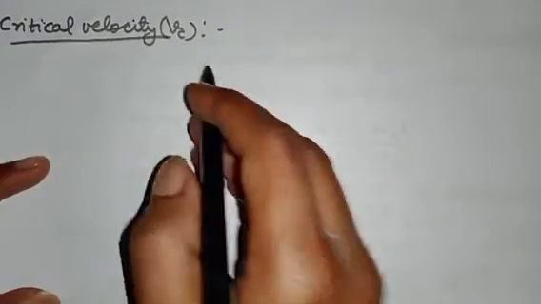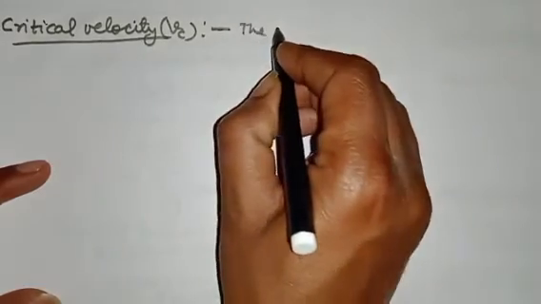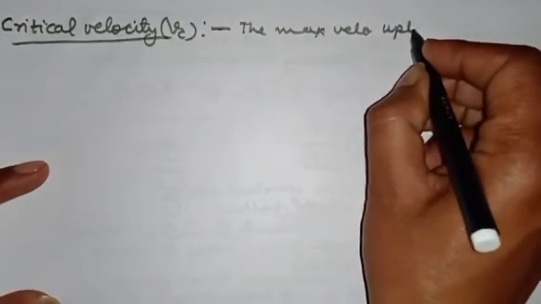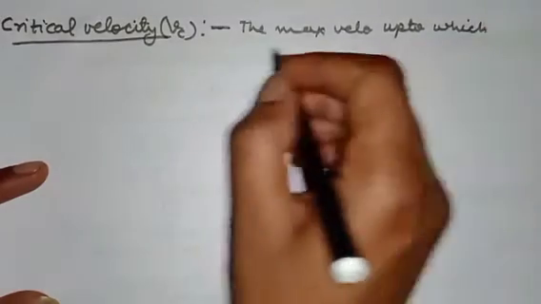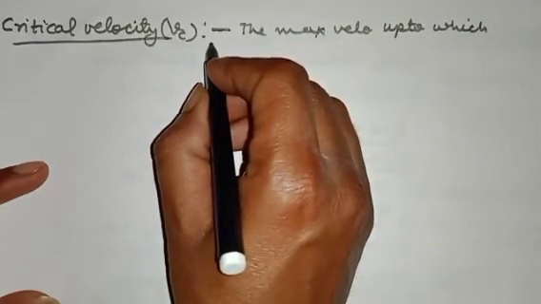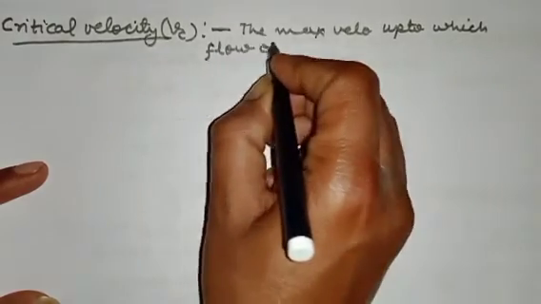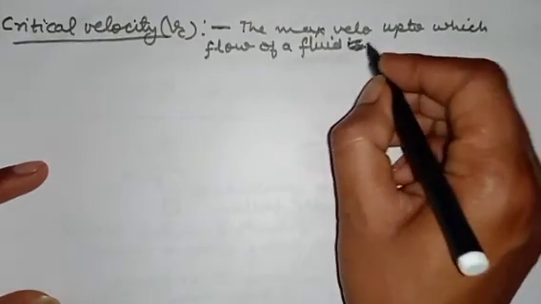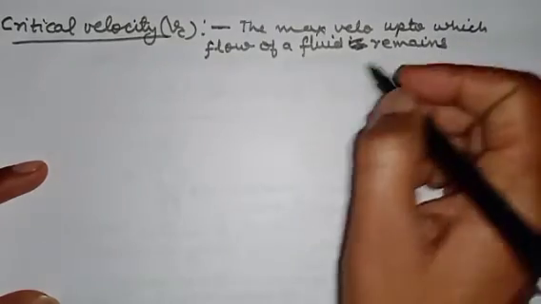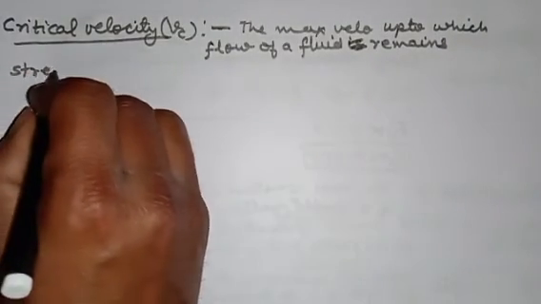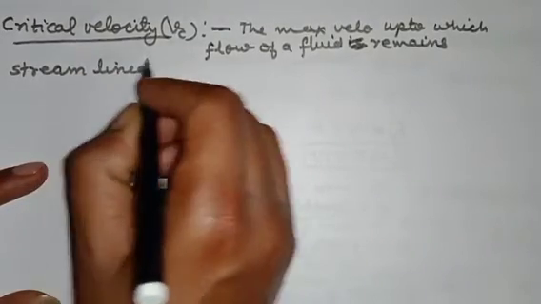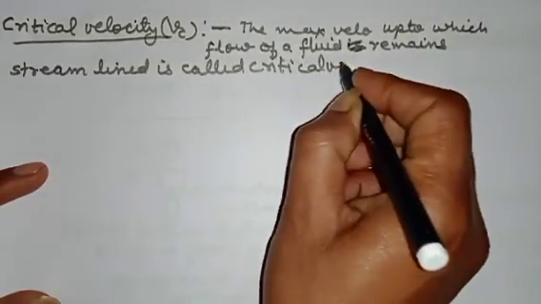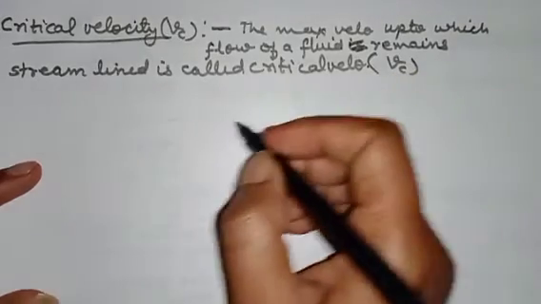Next is critical velocity. The maximum velocity up to which the flow of fluid remains streamlined is called critical velocity, denoted by V subscript C.